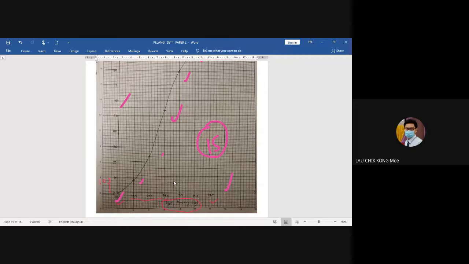That is wrong. Remember, for the ogive, the x-axis can only use the upper boundary. Only the upper boundary can be accepted. All the others cannot be accepted. Midpoint is not allowed, class interval is not allowed. Only upper boundary. So remember, upper boundary only. Anything else we do not accept. Okay?